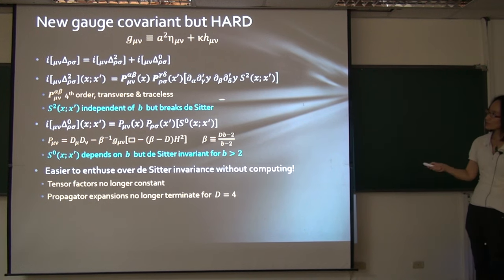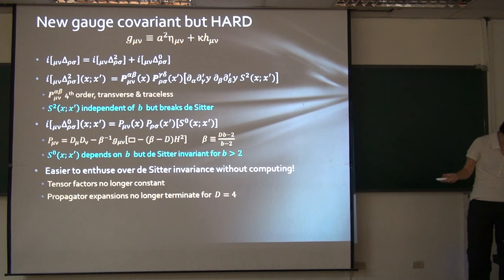The other comment about the new gauge covariant Graviton propagator is that the tensor part, when you expand it out, is no longer constant in space and time. Also, when you expand out the four derivatives here in d equal to 4, it's no longer simple like the old one. So this is very, very complicated, and it takes a lot of time for us to do.